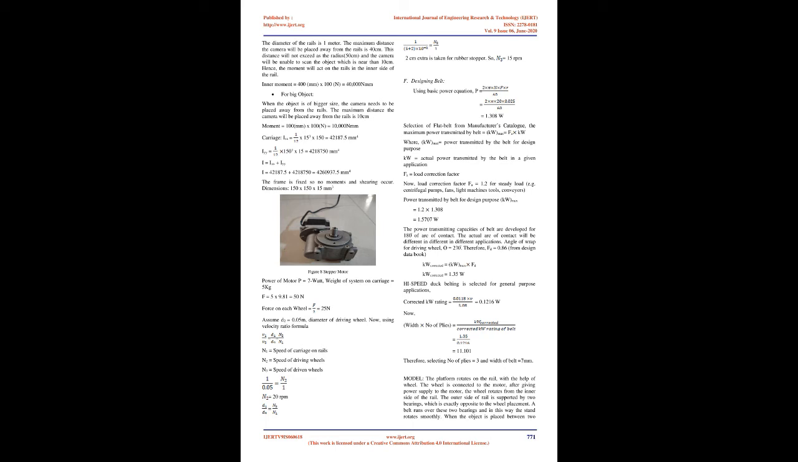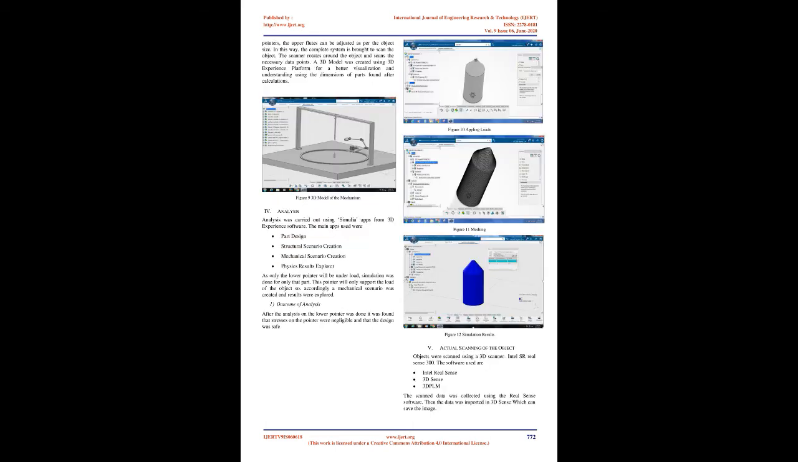The maximum power transmitted by the belt equals kW max equals Fa times kW, where kW max equals the power transmitted by the belt for design purpose, kW equals the actual power transmitted by the belt in a given application, and Fa equals the load correction factor. Now, load correction factor Fa equals 1.2 for steady load, e.g. centrifugal pumps, fans, light machines, tools, conveyors.